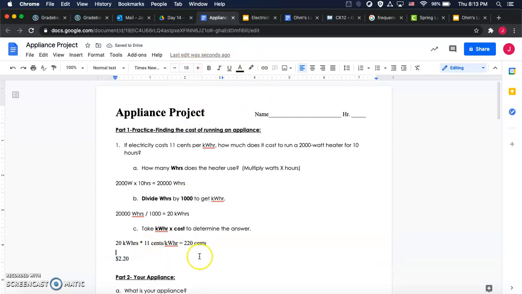So hopefully that makes sense. If you have any questions, let me know because you are going to need to do this later on in the project. Make sure you get all that down, and then you'll have it for reference when you have to calculate it for your appliance.